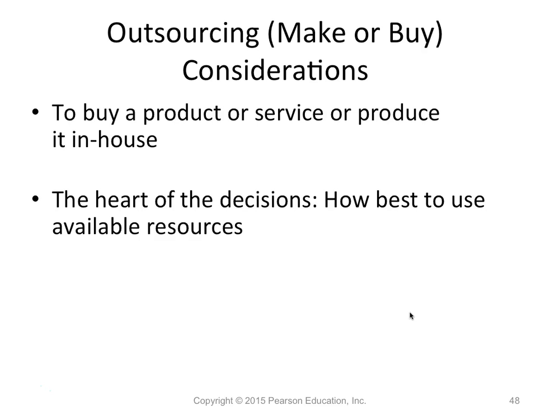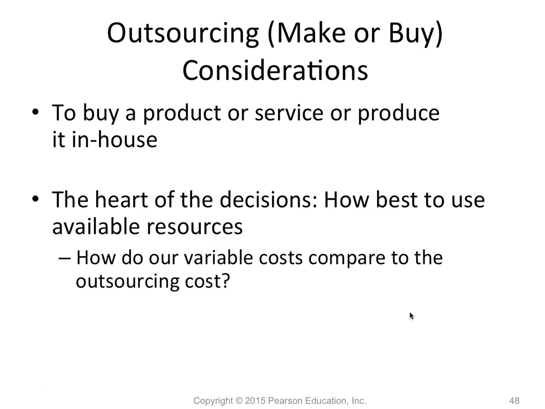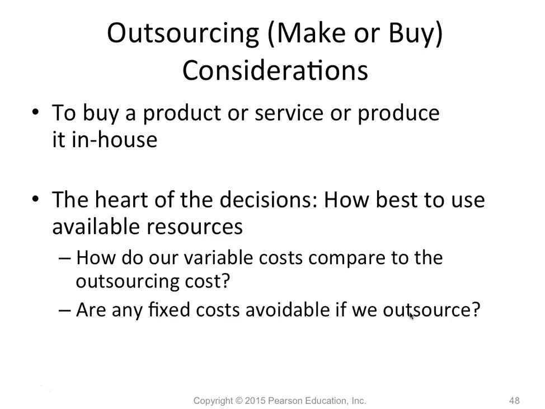So to buy a product or service, or produce it at home, in-house, the heart of the decision is how best to use available resources. Do we have those resources? And if we do, how are we going to use them? Are we going to have the capacity to produce the same thing that we can get from outsourcing? How do our variable costs compare to the outsourcing costs? Are any fixed costs avoidable if we outsource?